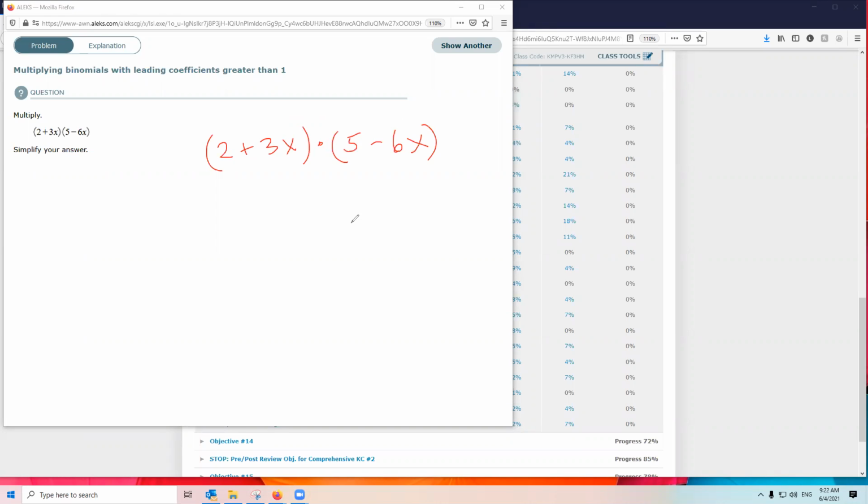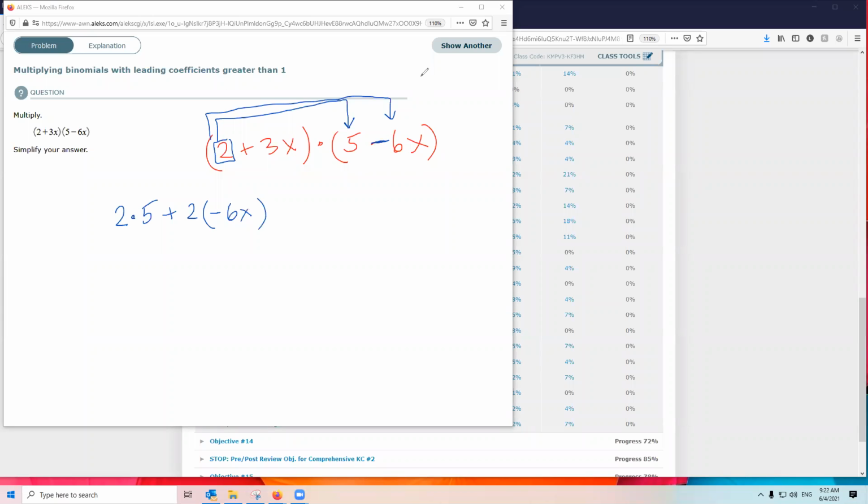The rule is take each expression in the first parenthesis and let it multiply each expression in the back parenthesis. So I'm going to start with this 2. This 2 is going to multiply the 5. So I'm just going to write it all out to make it clear what we're doing here. So the 2 multiplies the 5. Then the 2 multiplies this 6x. Negative, I'm going to think of this as a negative 6x back here.